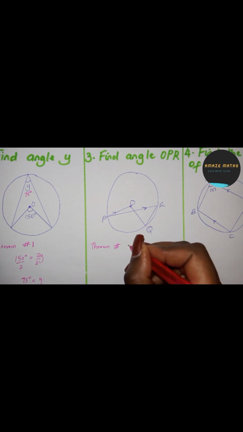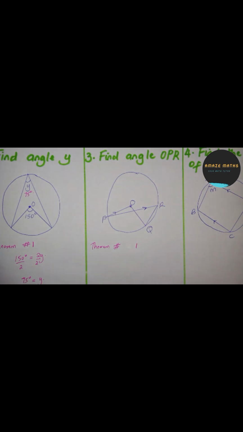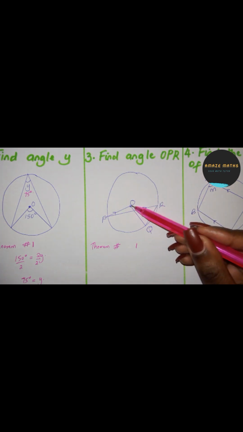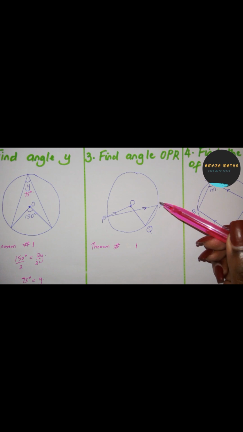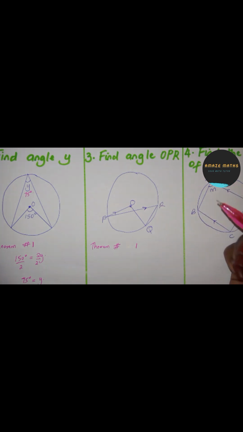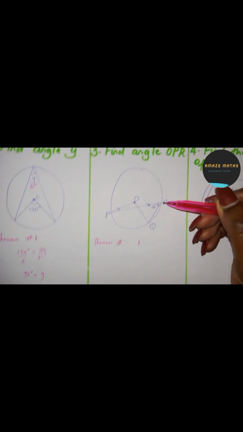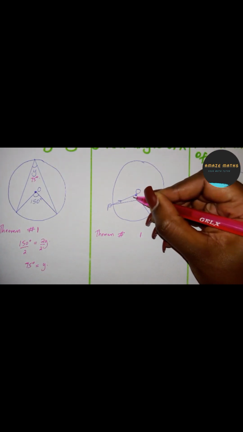Example number 3. So still on theorem number 1, because these two are somehow the same, the angle subtended by an arc at the center is twice the angle at the circumference. So if this angle at the circumference is 68, this one would be twice of that.